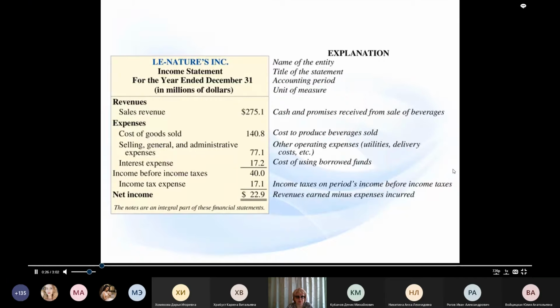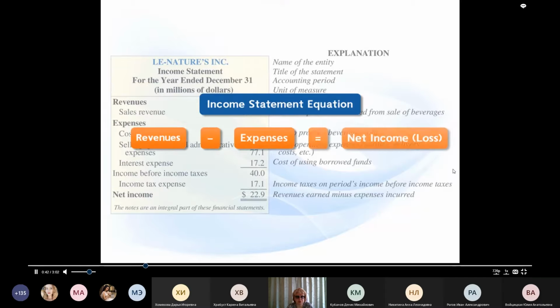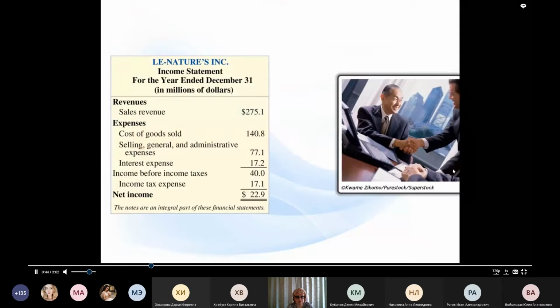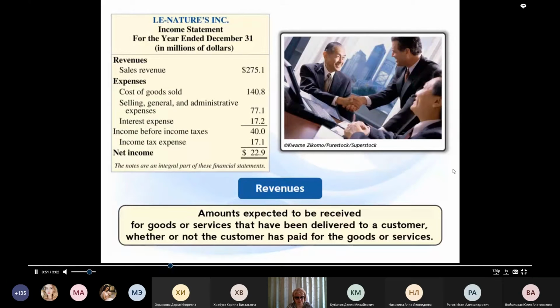period. The income statement has three major captions: revenues, expenses, and net income, which represents the excess of revenues over expenses. The income statement equation that describes the relationship among these captions is revenues minus expenses equals net income. Companies earn revenues from the sale of goods or services to customers. Revenues normally are amounts expected to be received for goods or services that have been delivered to a customer, whether or not the customer has paid for the goods or services.